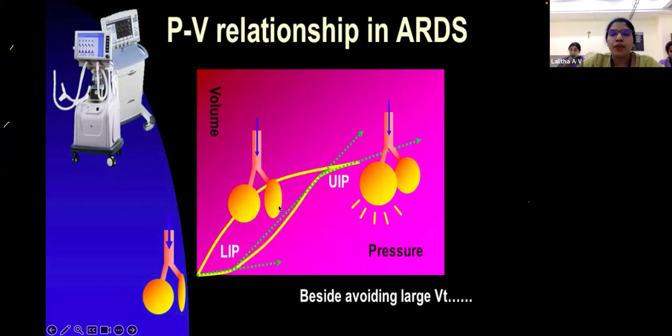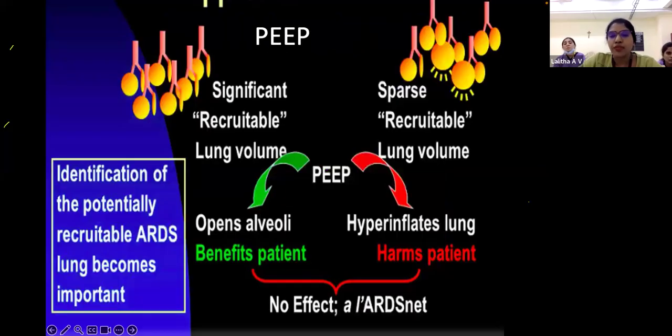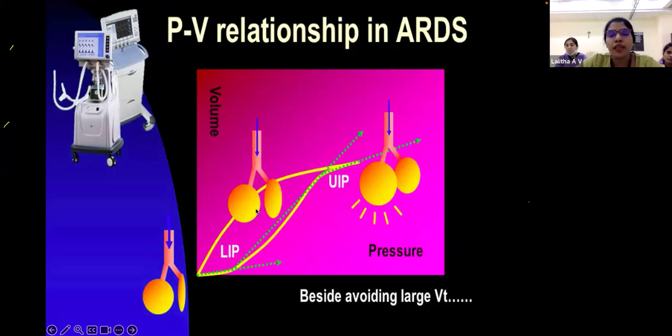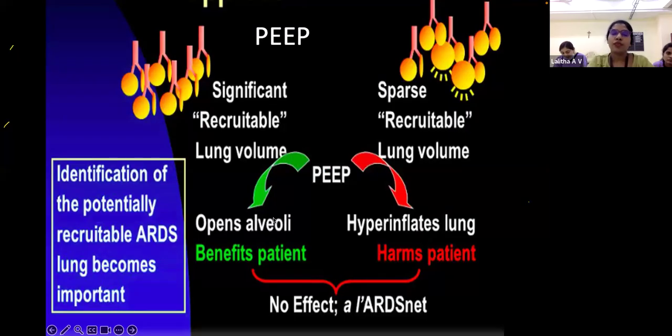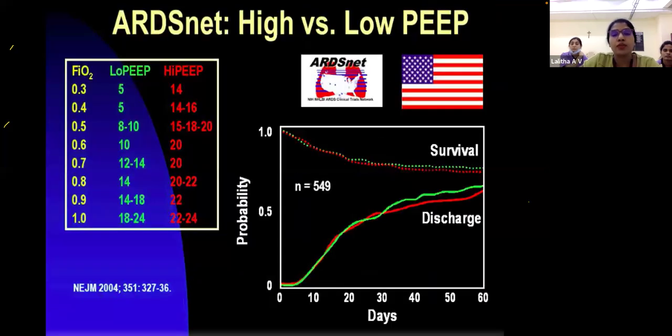Between the LIP and UIP, you can see many alveoli present in the dorsal lungs will start opening up. Beyond the UIP, you can see here it is hyperinflated, right? So one needs to set the PEEP in the safe zone, between the LIP and UIP. But of course, these are static images, right? The function of PEEP is to recruit significant lung volume, to open up the alveoli, and make sure we don't hyperinflate the lung. But for all of this, identifying which ARDS lungs are potentially recruitable becomes important.